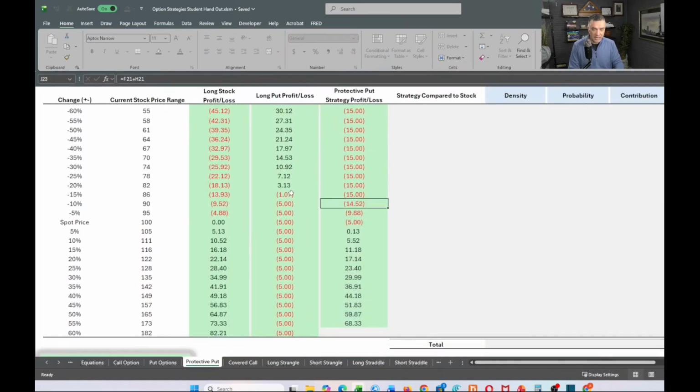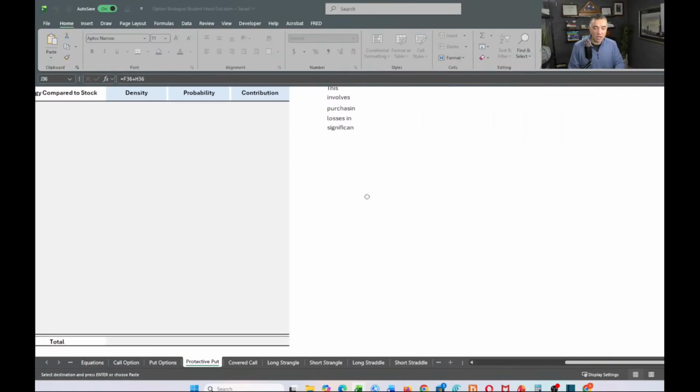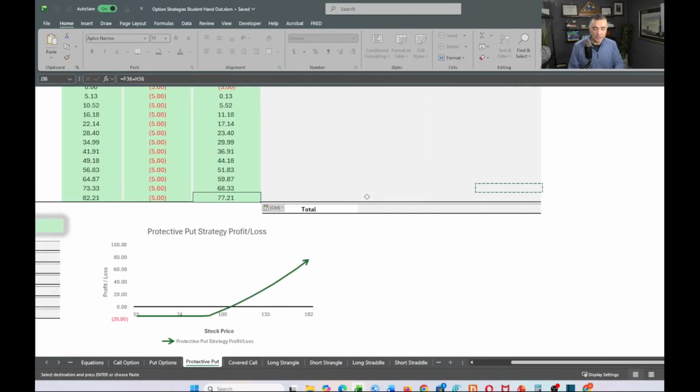Control D. Hey, I like to keep my formatting. I know it's a pain, but it looks good. So there's our profit loss. Let's go look at our beautiful graph. Where did I put it at? Right here. That's what a protective put looks like.